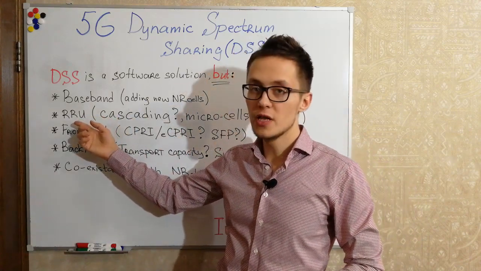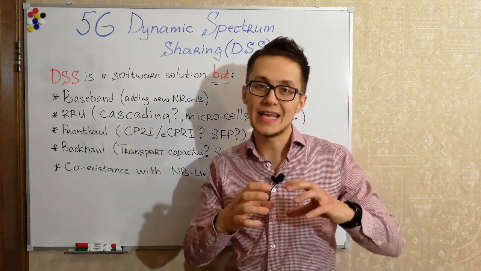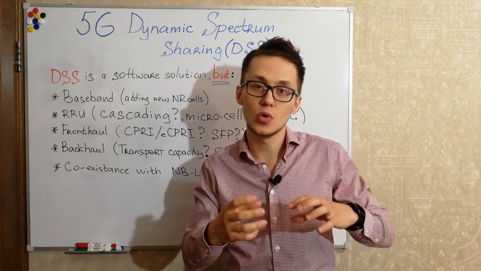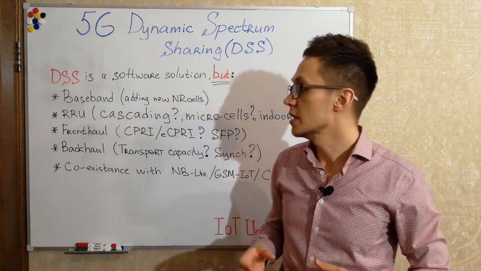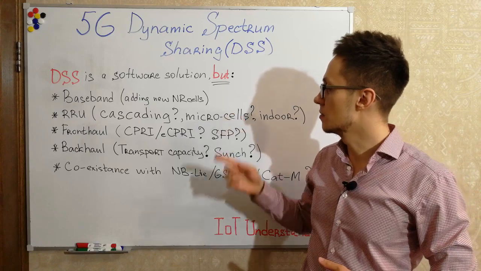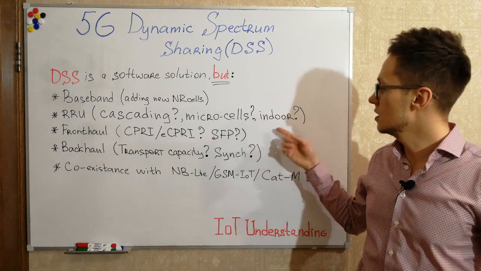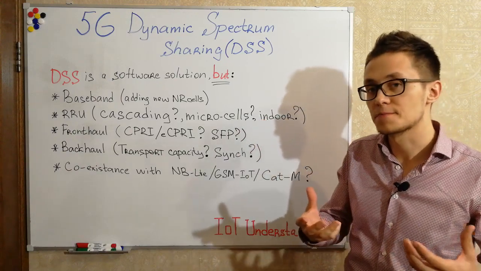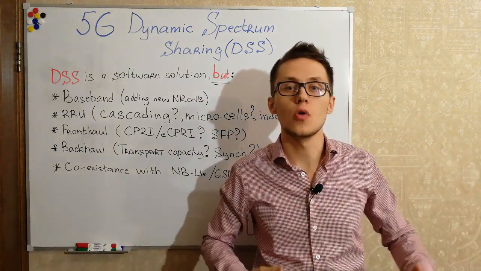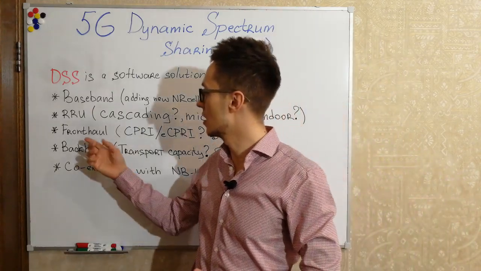When it comes to a radio remote unit, you should check your sites with cascading radios. Does your vendor support DSS deployment in cascading radios? Does your vendor support DSS in macro cells and small cell solutions? DSS may be deployed in indoor solutions like the Radio Dot System or lamp site system. It should be checked and done.